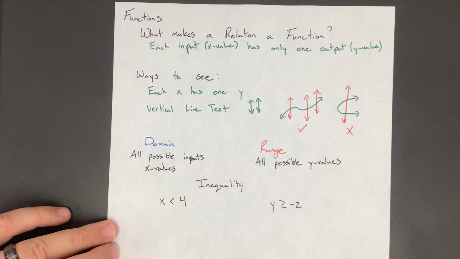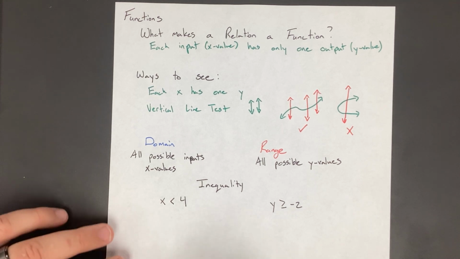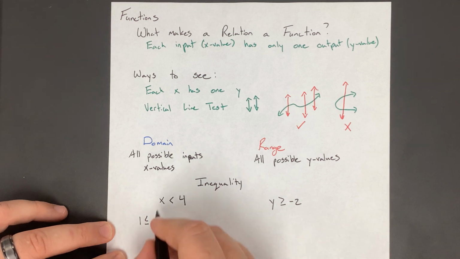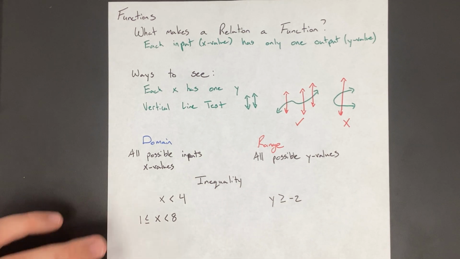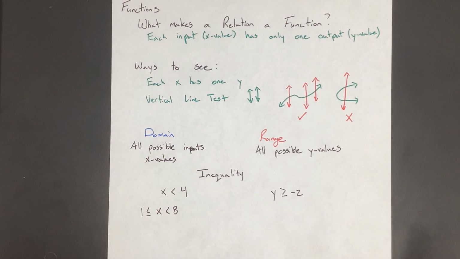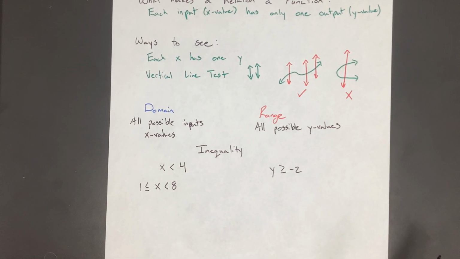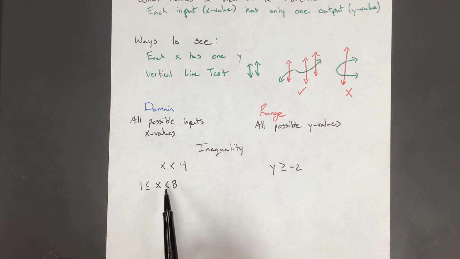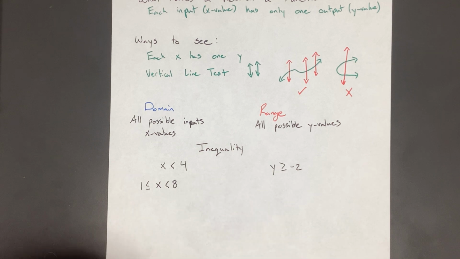If we have a graph relation or a function and our x value starts at 1 along the x-axis and goes up to but does not include 8, we may write it like that, to where we have 1 is less than or equal to x is less than 8. That's saying that x is everything from and including 1 up to 8, but does not include that 8 because we have less than, not the or equal to.